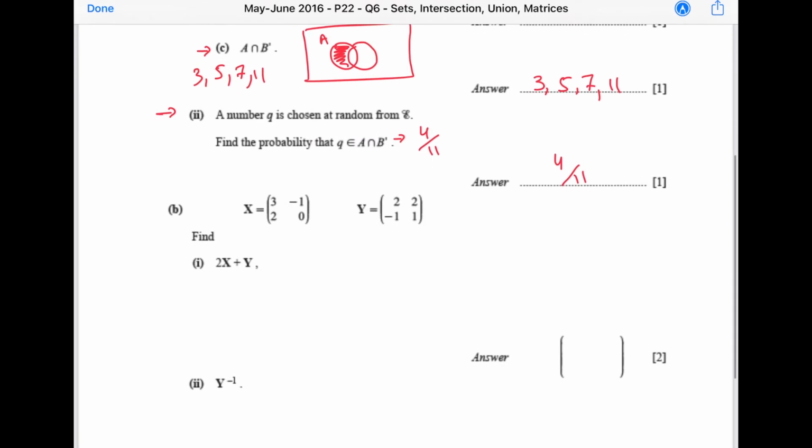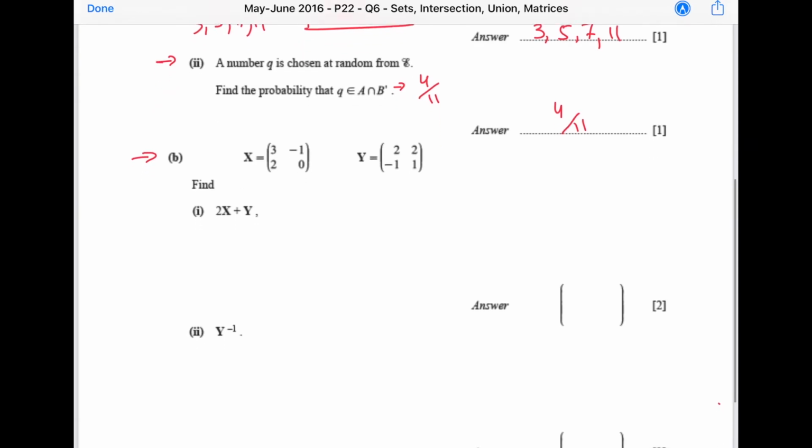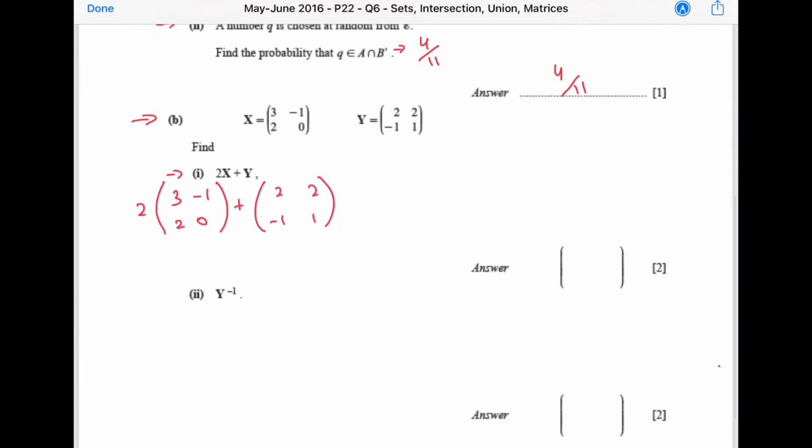The next part, part b, they've given us two matrices. X is 3, negative 1, 2 and 0. Y is 2, 2, negative 1 and 1. Part 1 says, find 2x plus y. That means you have to multiply the matrix by 2. So you do that, and then you have to add them together, because their order is the same, so they can be added easily.